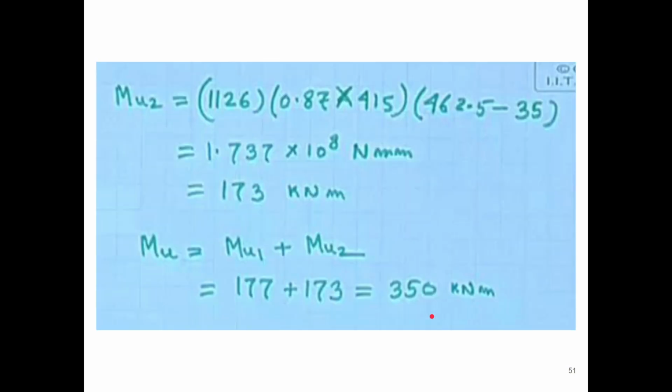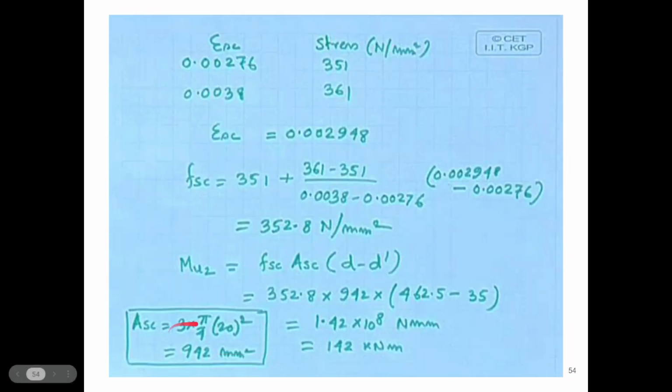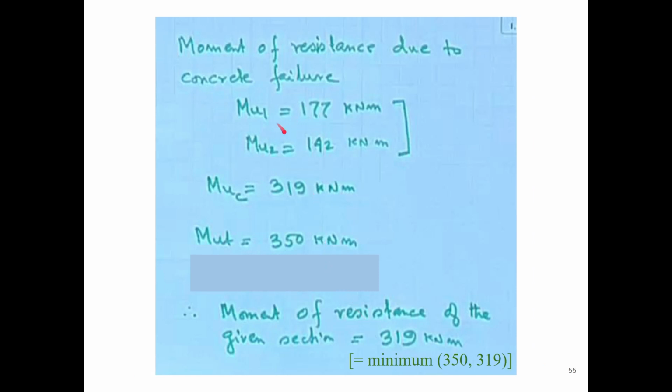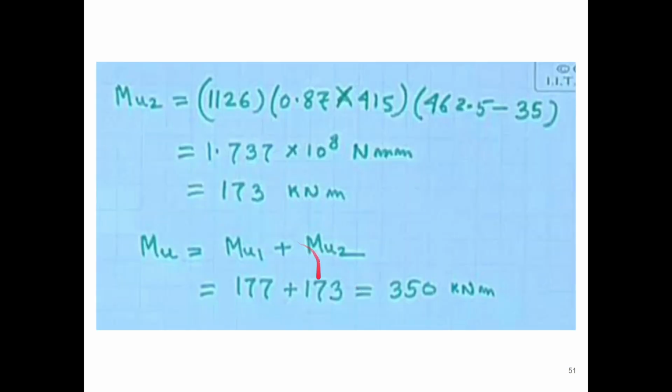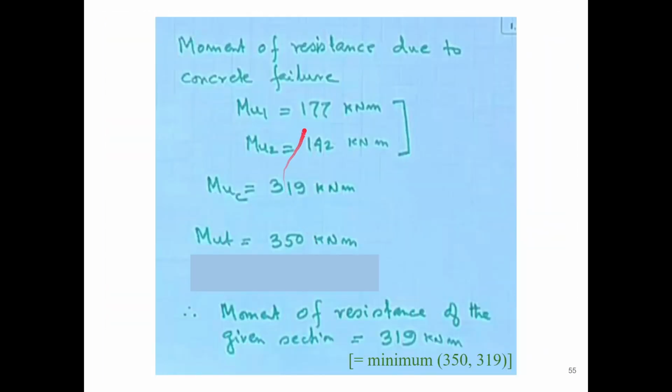If you remember, here we got the Mu2 value on the tension side as 173. It is higher, but on the compression side it is lower, 142 kilonewton meter. For the concrete, the total moment carrying capacity will be 177 plus 142. This 177 was constant. So it was 177 plus 173 in tension, and here it is 177 plus 142 in compression, which becomes 319.